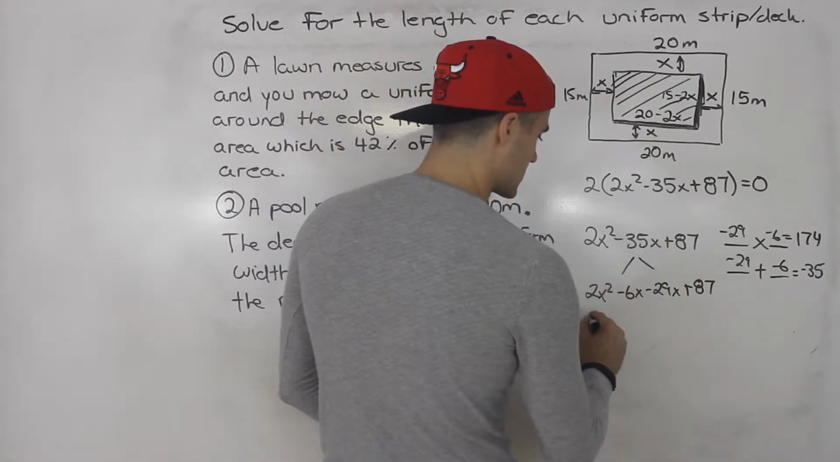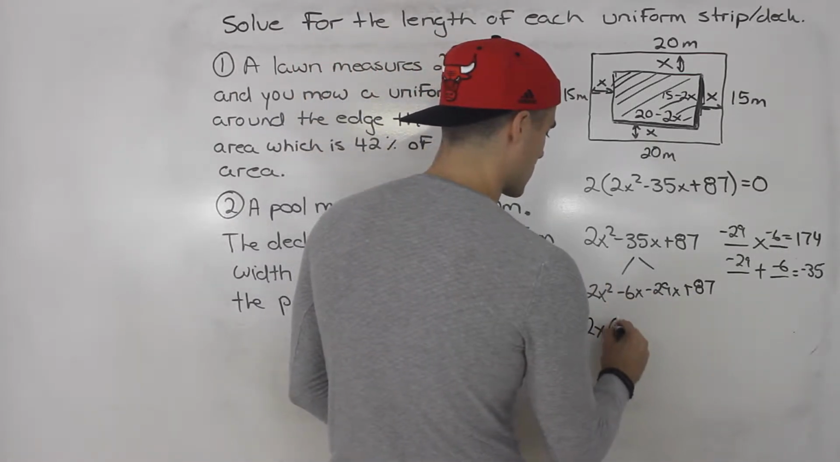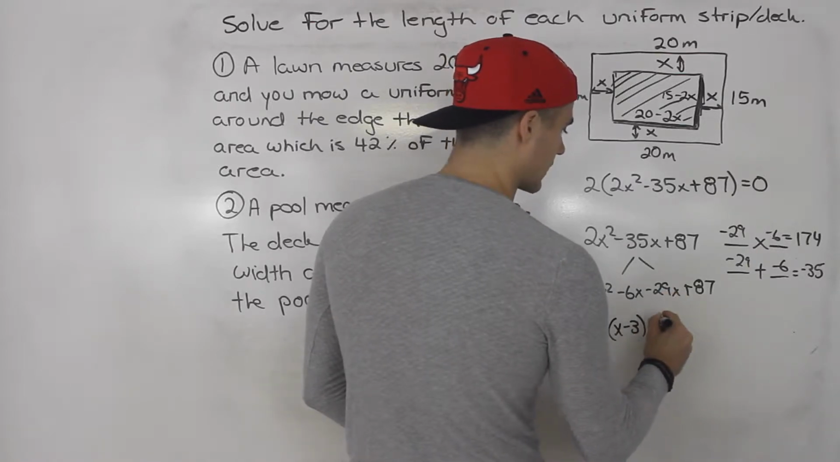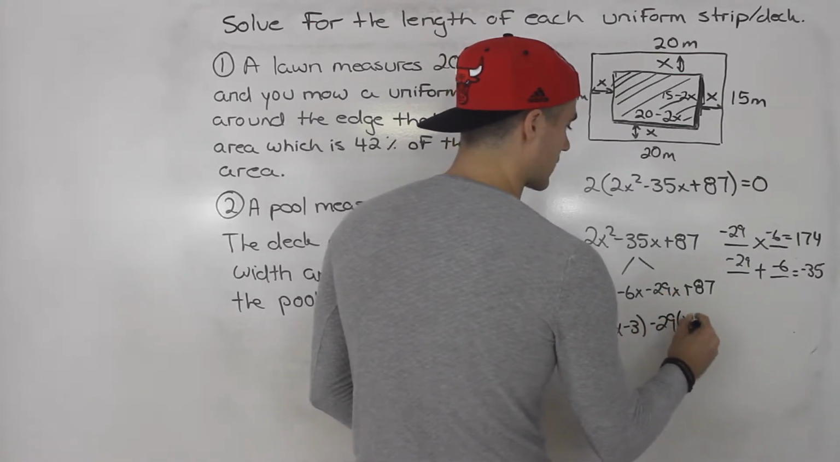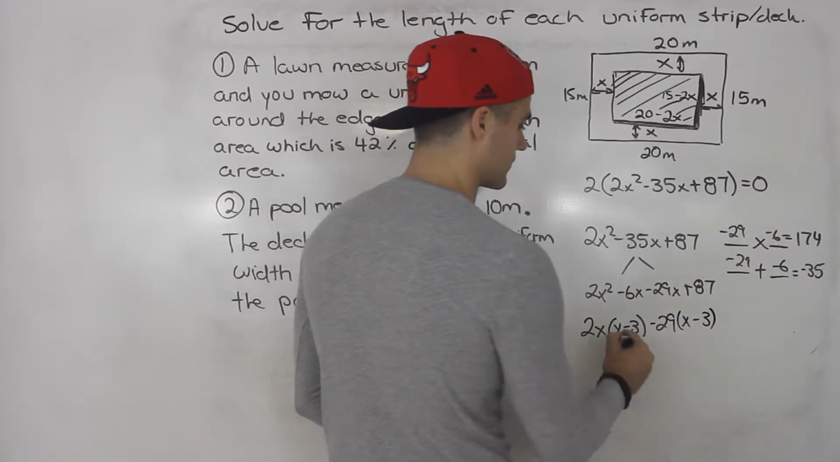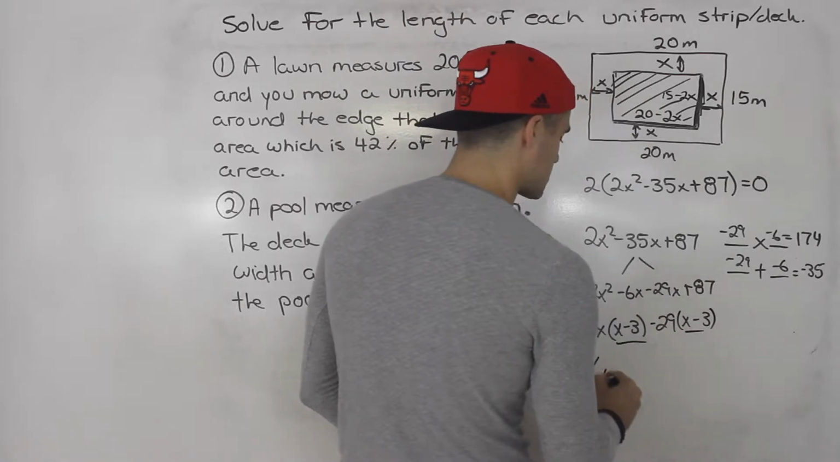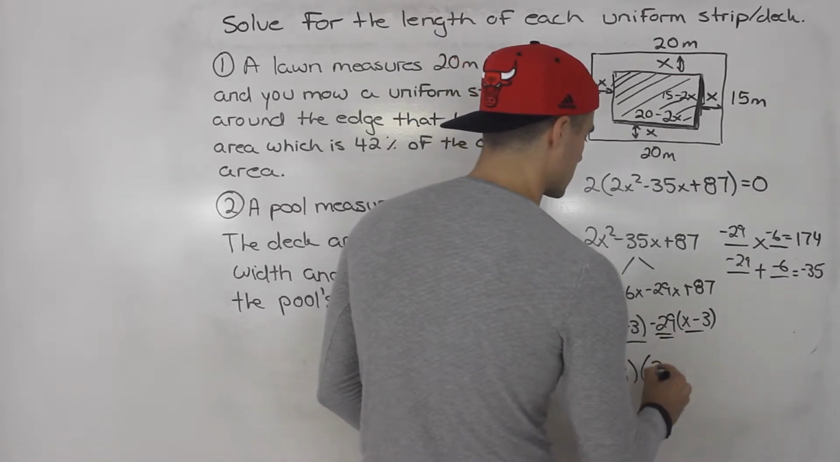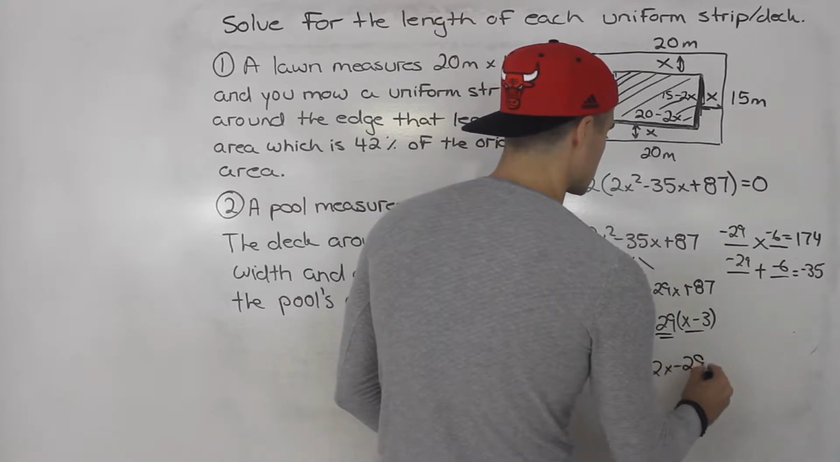Then from here, we could take out a 2x from the first two. And then from these two, we could take out a negative 29. So we'd be left with x minus 3, right? 87 divided by negative 29 is negative 3. Then we could take out an x minus 3, and we'd be left with 2x minus 29.